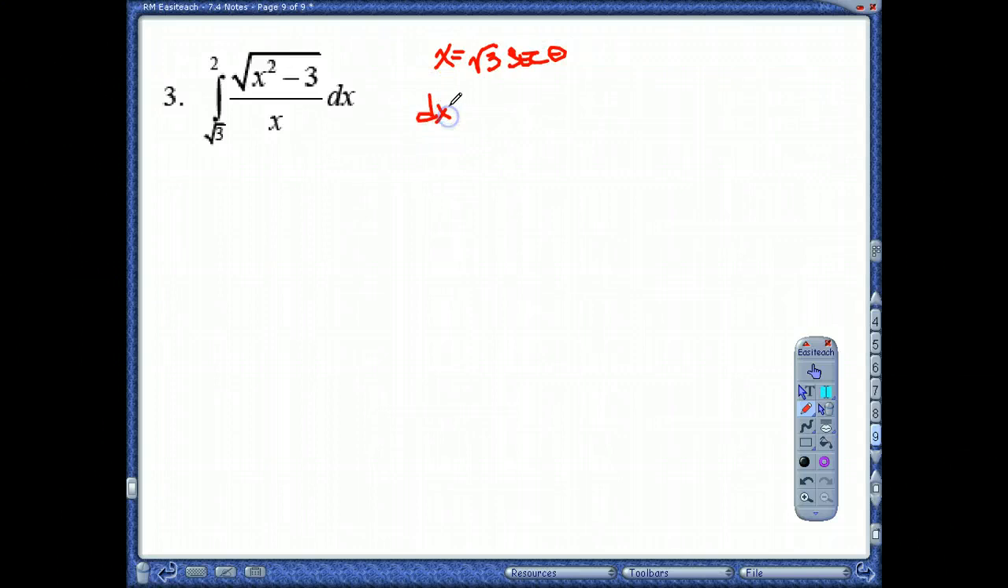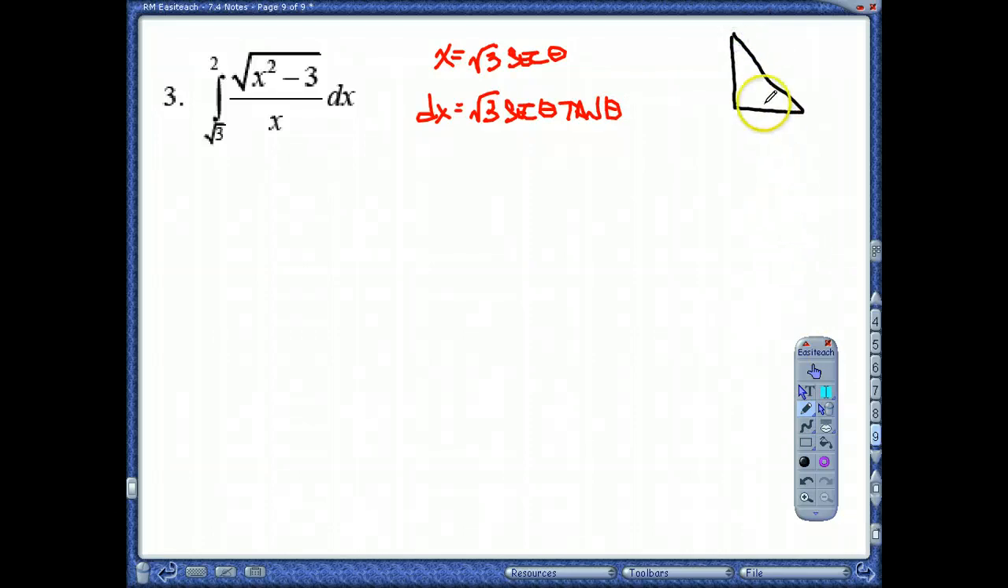So dx is going to be the derivative of that, which would be square root of 3 secant tangent. Okay. Before I forget, I'm going to go ahead and just draw my little triangle so I can substitute things back here later. Okay, so there's my theta.